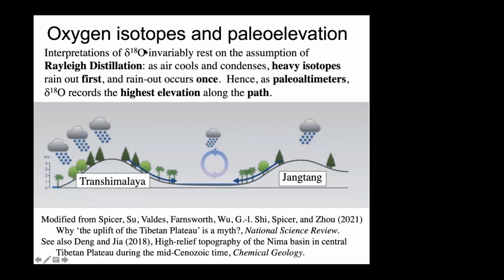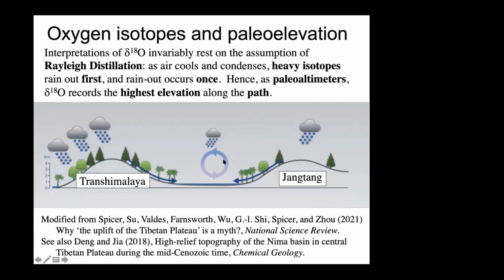And the interpretation of oxygen 18 always rests on the assumption of Rayleigh distillation. And here, the logic is as air cools, the moisture condenses, and the heavy isotopes rain out first. They go into the condensate, and then they go into the rain, and they rain out. The other part of Rayleigh distillation is rain out occurs only once. So once you've lost that oxygen 18, it's gone. You can't do anything. And this means as paleoaltimeters, delta O18 records the highest elevation along the path.